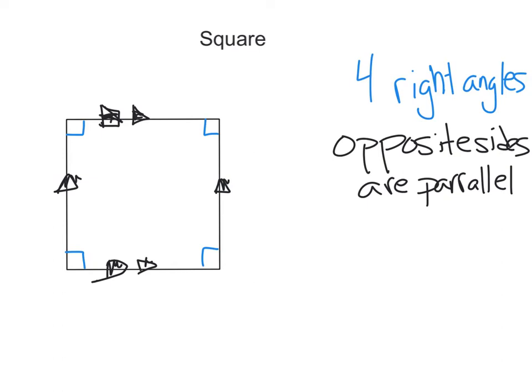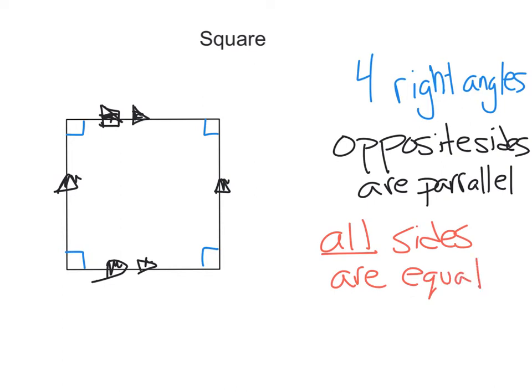Another attribute is that all sides are equal. And we can mark that with a single dash through all the sides, showing that they are all equal. So make sure you have your attributes and your notes written down here, and you have a picture to go along with those notes.